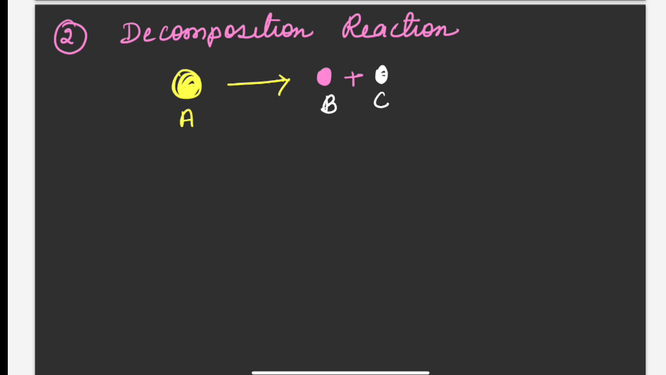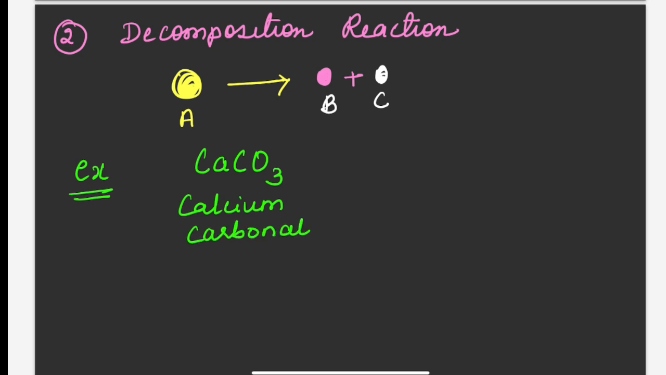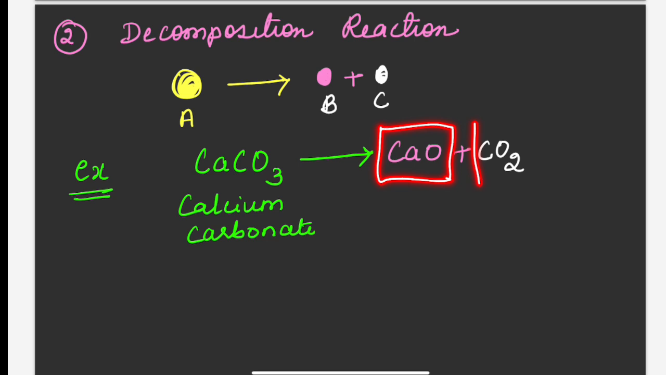One example, you can write calcium carbonate, CaCO3. So calcium carbonate will decompose to form calcium oxide, this is one product, and second product is carbon dioxide. So calcium oxide plus carbon dioxide. You can observe here we have taken one reactant and we are getting two products. So such type of reactions are called decomposition reaction.